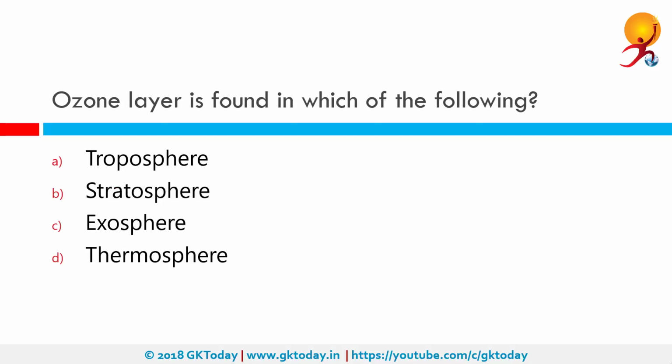part. Ozone layer is found in which of the following? The correct answer is stratosphere. The ozone layer is a region of Earth's stratosphere that absorbs most of the sun's ultraviolet radiation that may cause skin cancer. It contains high concentration of ozone in relation to other parts of the atmosphere. Stratospheric ozone is not harmful, but its presence on land is harmful.